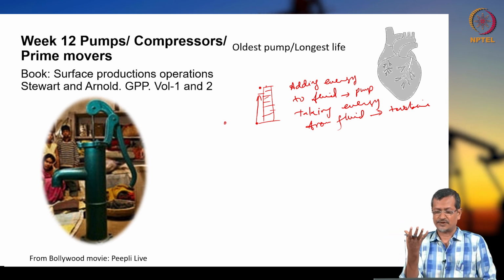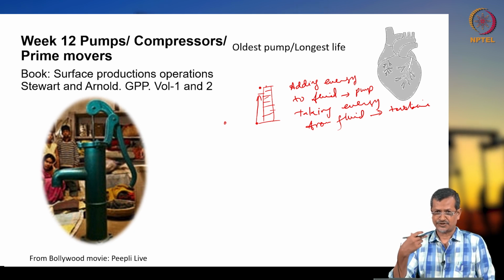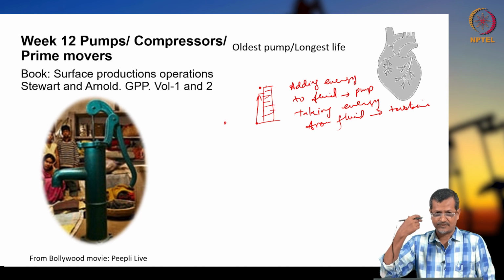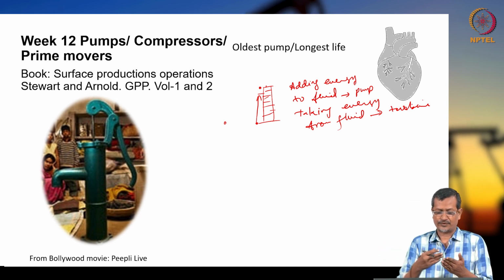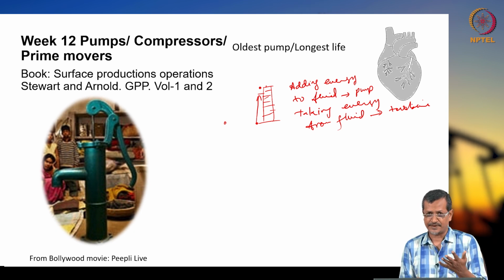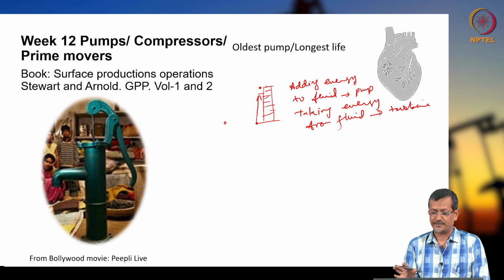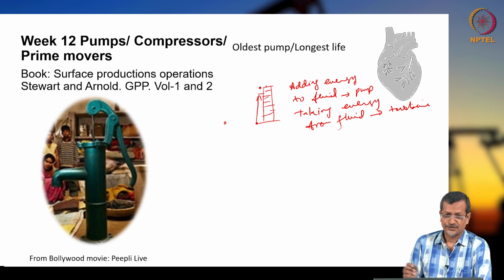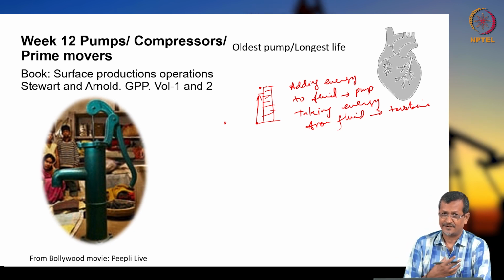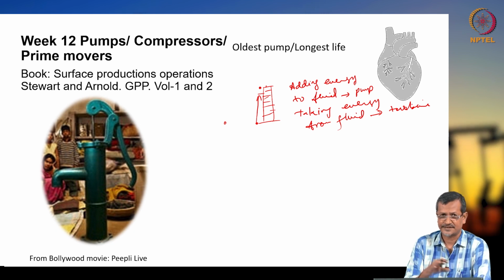It is continuously doing compression and decompression, increasing pressure to the fluid, and the fluid is getting delivered to your brain, to your toe, to your finger, everywhere. That's why you are surviving. This is a reciprocating type positive displacement pump. There is no centrifugal pump in the heart; it is only reciprocating type. Later I will discuss the difference between reciprocating and centrifugal.